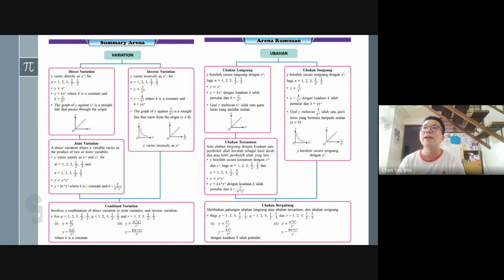So in a variation, ubahan, kita ada 4 benda kena ingat. We have 4 types of the variation. One is a direct variation, ubahan langsung, inverse variation, ubahan songsang, and from direct variation we can make it as a joint variation, ubahan tercantum, and with the 3 variation we combine it and make it become combined variation, ubahan bergabung.